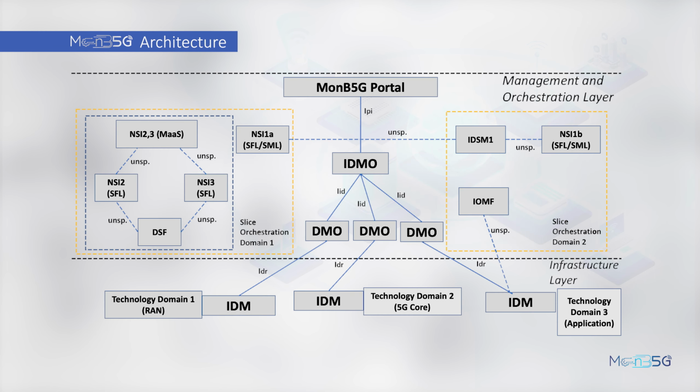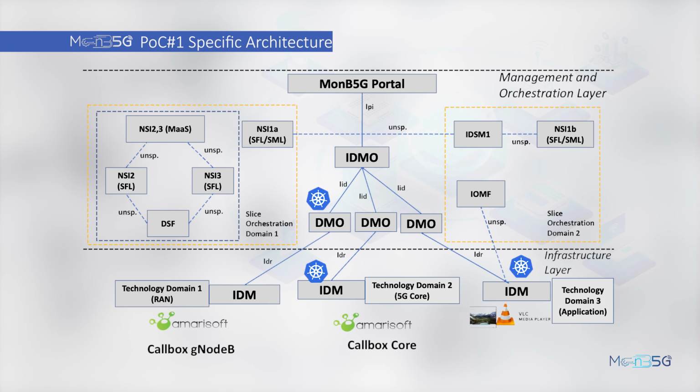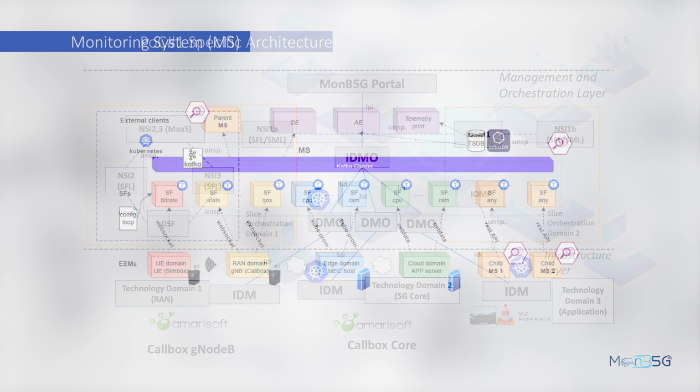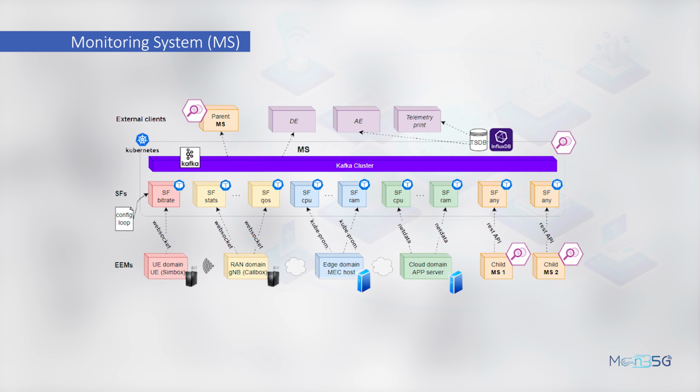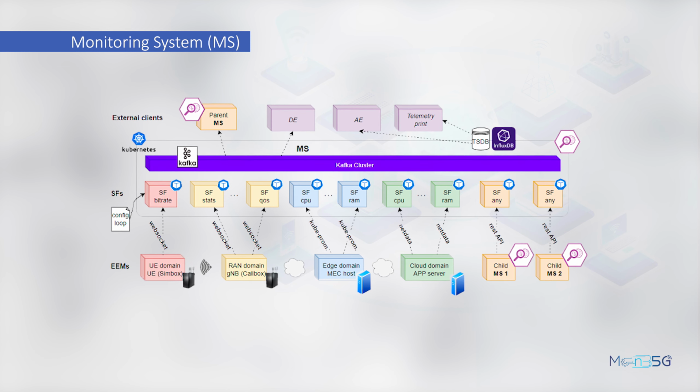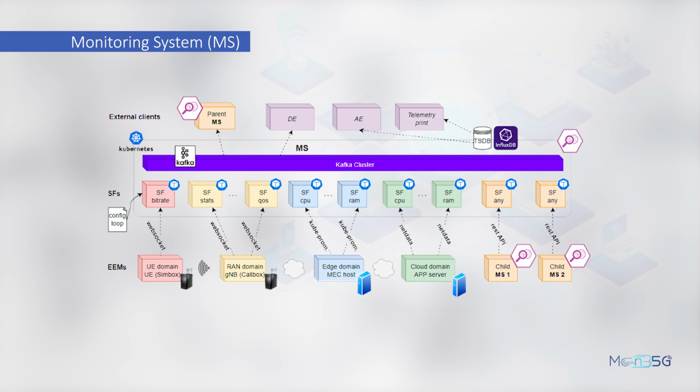MonB5G demo architecture consists of two layers: management and orchestration layer and the infrastructure layer. In the management and orchestration layer, we have domain management orchestrator and inter-domain management orchestrator. MonB5G infrastructure layer consists of three domains: radio access network, core network, and application domain. MonB5G monitoring system aims to gather detailed information on network slices deployed across multiple domains. All system components are implemented as containers, including the sampling functions, and deployed as pods in a cloud-native manner.